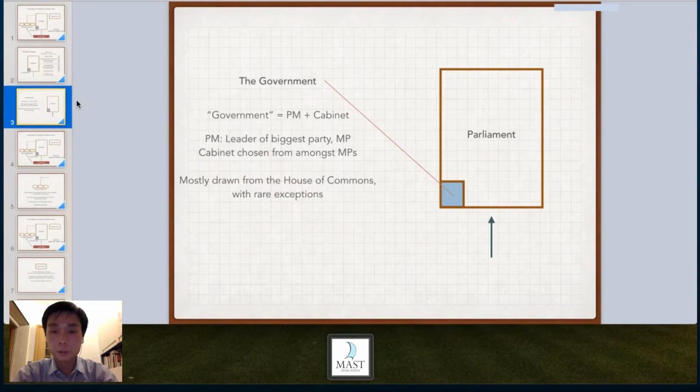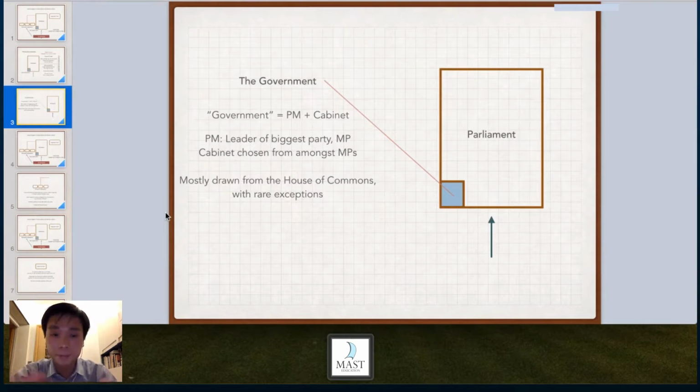When the prime minister forms a government, he or she chooses cabinet members from amongst his fellow MPs. And these people become known as front benchers because they sit in the front bench of parliament. Cabinet members are all MPs, so they're all given one vote in parliament. And as you can see, they play a dual executive and legislative role. The cabinet and the PM are mostly drawn from the House of Commons, with very rare exceptions.